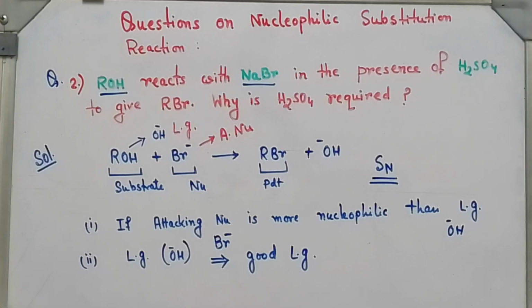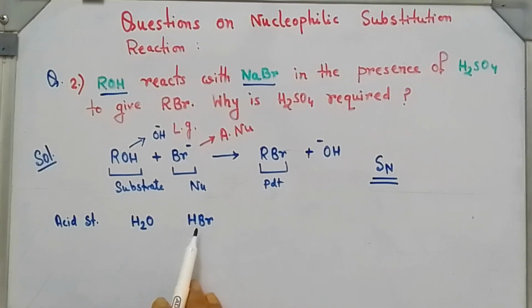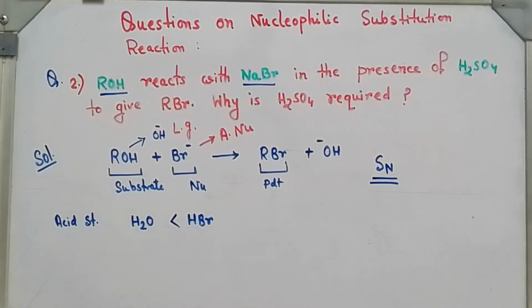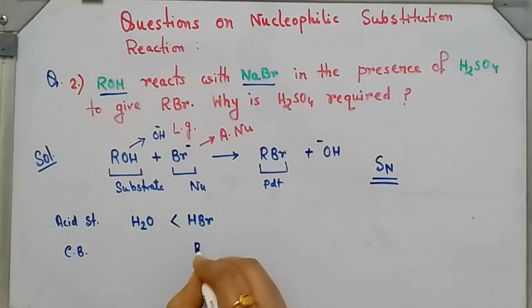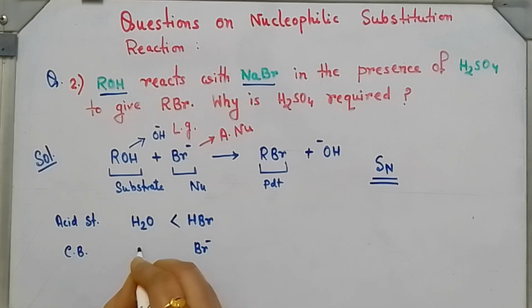How will we check? If we compare the acid strength between water and HBr, which one is more acidic? HBr is a mineral acid, so it is more acidic than water. Now we have to compare the basicity of the conjugate bases. Its conjugate base is Br minus, just remove H plus from here. The conjugate base of water is the hydroxide ion. Remove H plus from here.